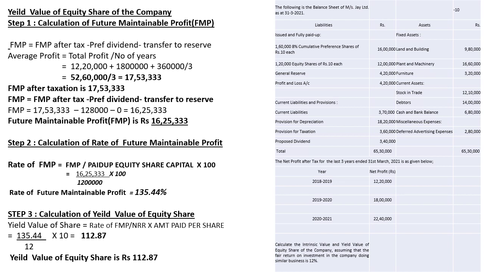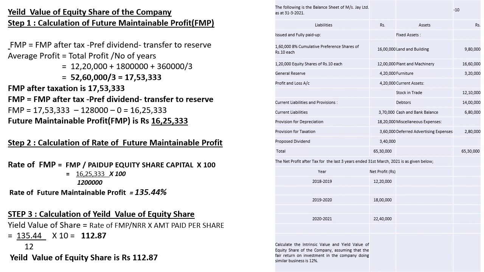52 lakh 60,000 divided by 3. After doing this calculation, you are going to get your answer 17 lakhs 53,333. This is your answer. So this is your FMP after taxation.